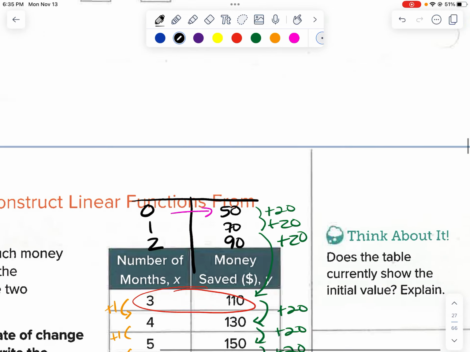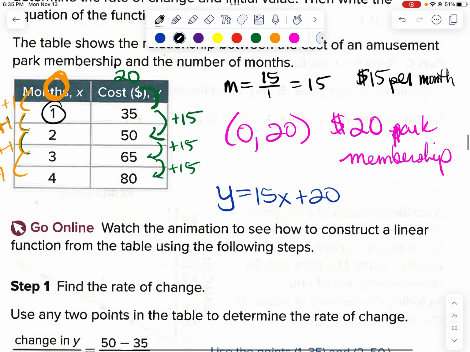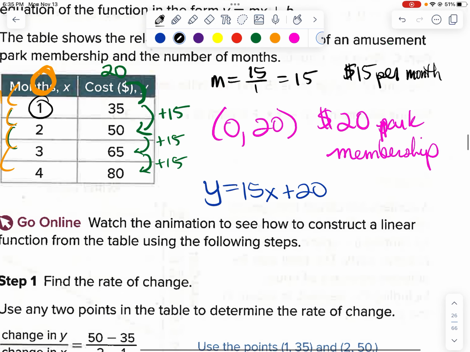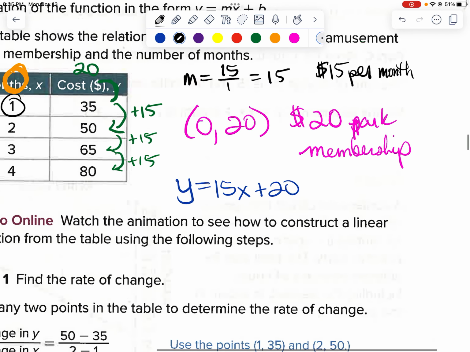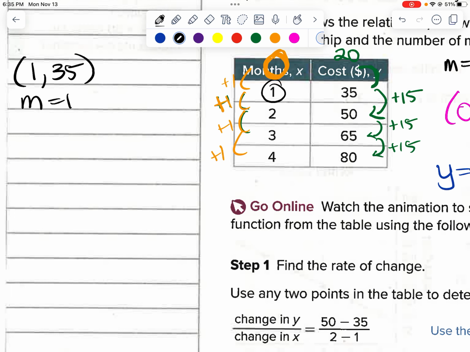Let's go back and do this problem another way, just so that you can see me do it differently. We're going to use the point (1, 35), and the slope that we were given, which is 15.